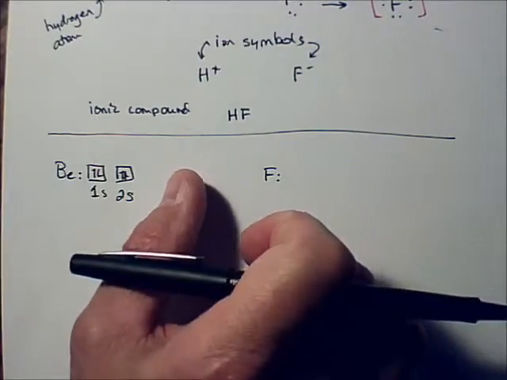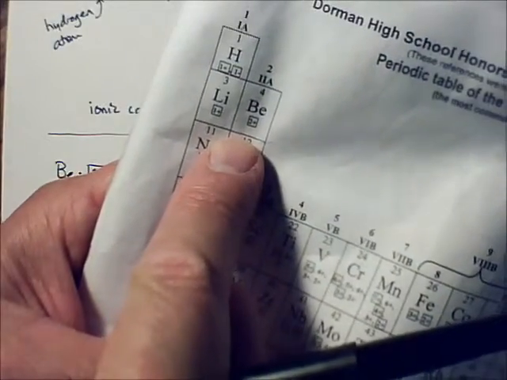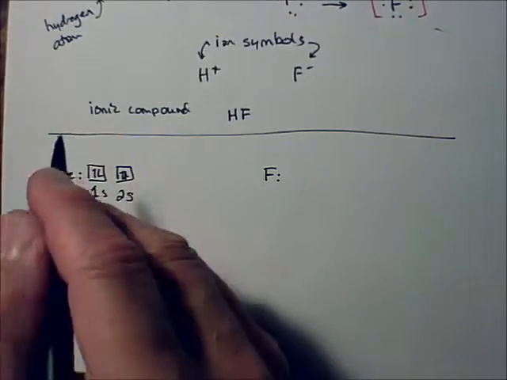Now, if you didn't know for sure how many it wants to give up, well, you look on that periodic table I gave you. I gave you a cheat sheet. Right here, 2 plus. Kind of a cheat sheet here.